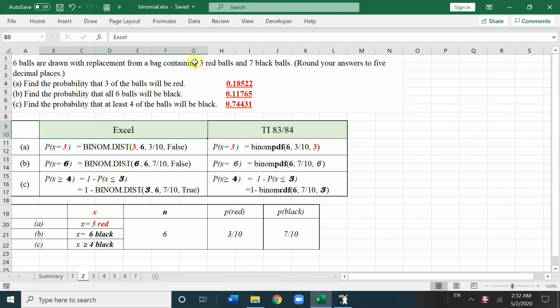Next question, 6 balls are drawn, 6 trials, so n is 6. And what's the probability of getting the red balls? Because in total we have 10 balls, 3/10 is P red, 7/10 is P black. Then you know A and B is just 3 red, so false, and use PDF. And the second one is 6 black, so similar to the first one. The last one, at least. So you need 1 minus the CDF.